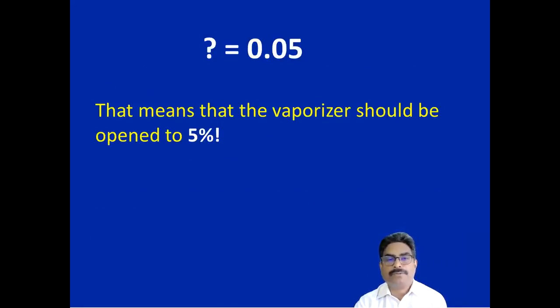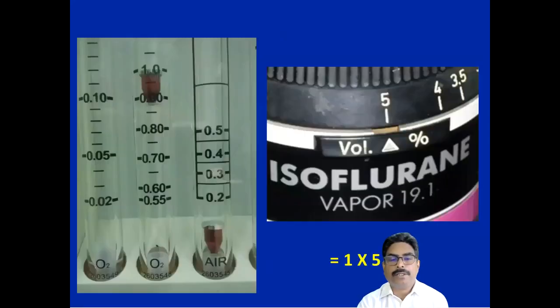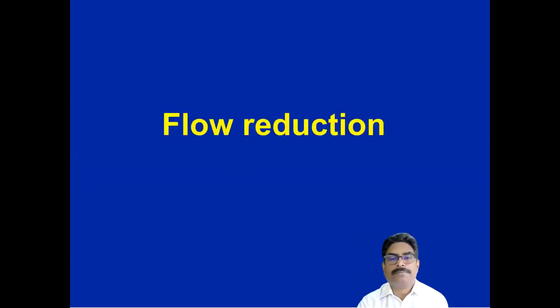Suppose the fresh gas flow is high, you can keep a low vaporizer setting. If the fresh gas flow is low, you have to keep a higher vaporizer setting. So all over the world, 5 into 1 is equal to 1 into 5.